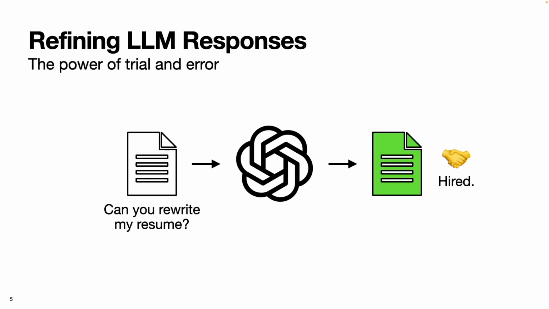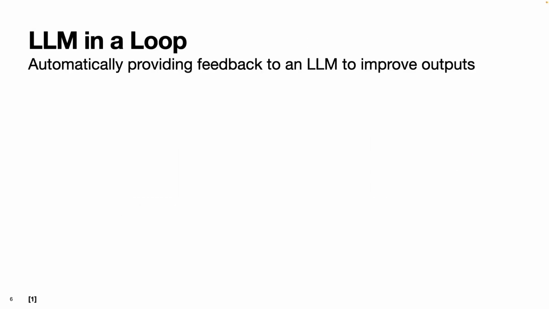This basic idea of improving an LLM's response through this iterative back and forth process is the key motivation for running an LLM in a loop. But rather than having a human in the loop who is manually interacting with the model, the idea of LLM in a loop, as I'll discuss it here, is automatically providing the feedback to an LLM to improve its outputs.